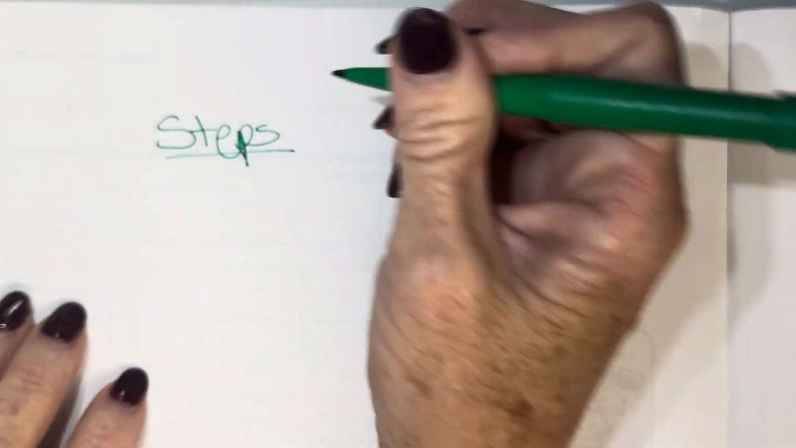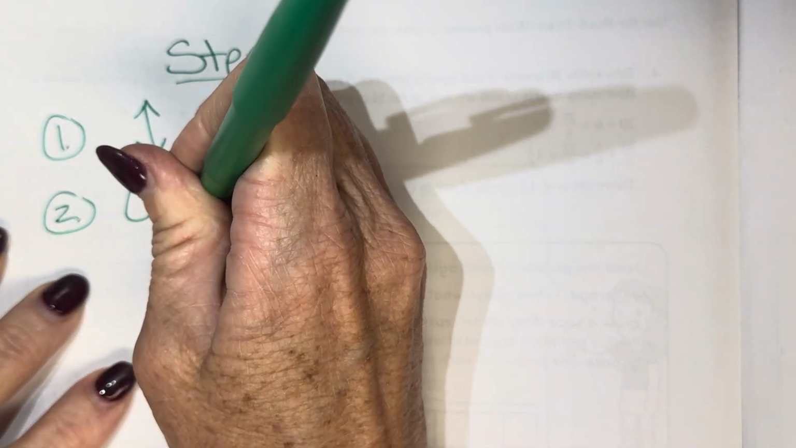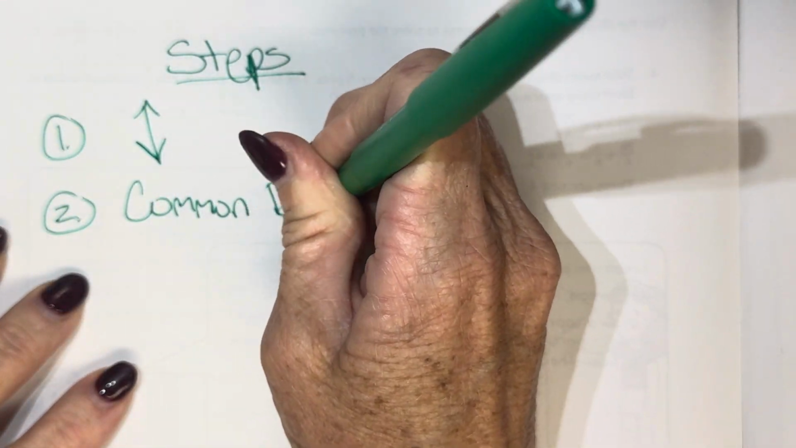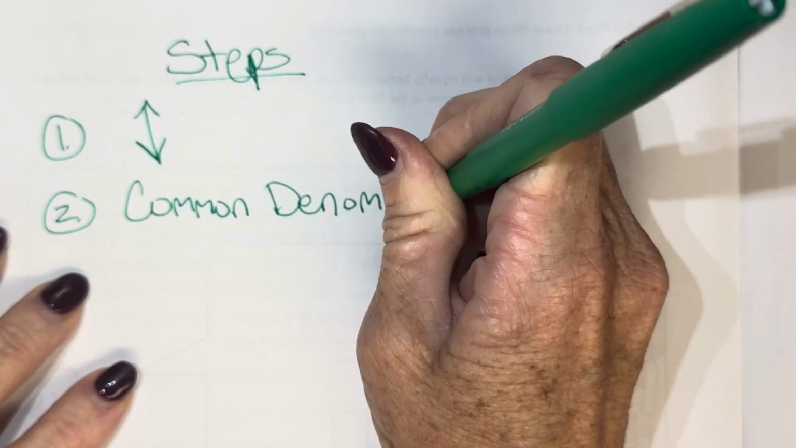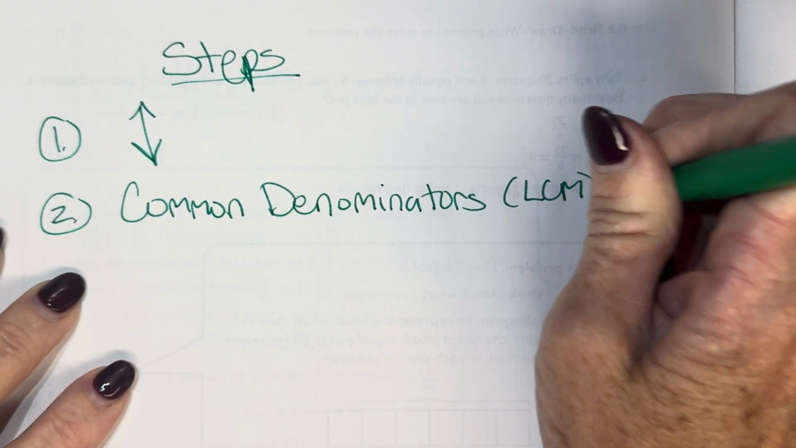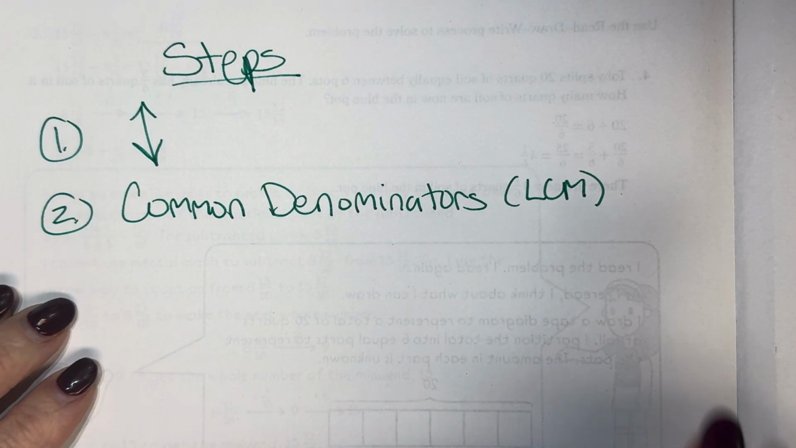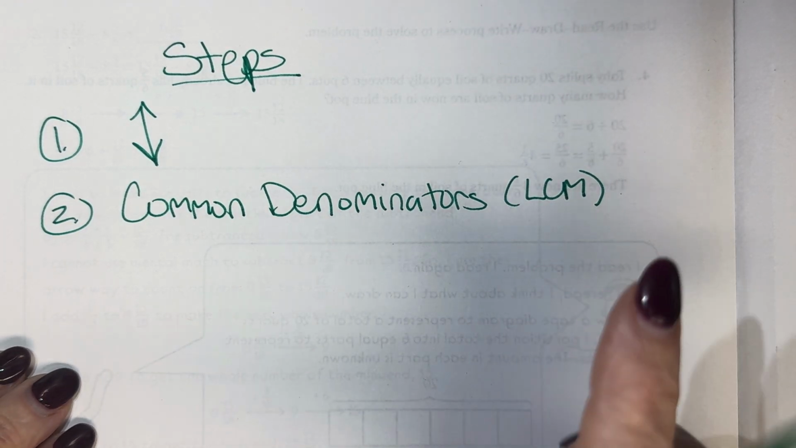So our steps are, first, we set up our problems vertically. Second, we find common denominators. And we do not multiply to find them. We always find the LCM. And a lot of times we see that the larger denominator works as the LCM, but sometimes we actually have to list them out. But it's always the LCM, we're never multiplying.